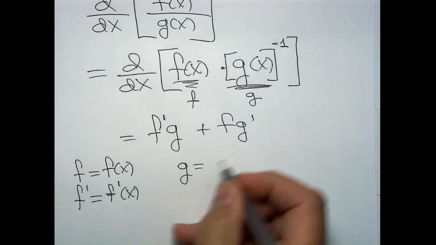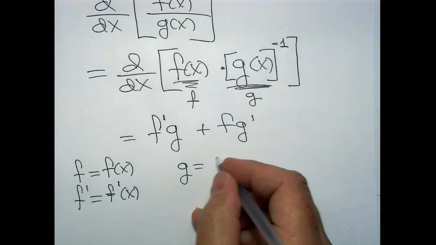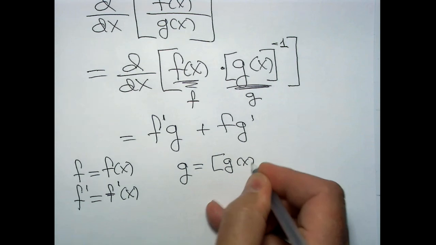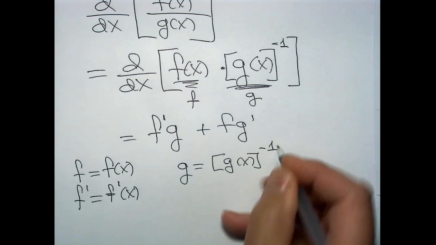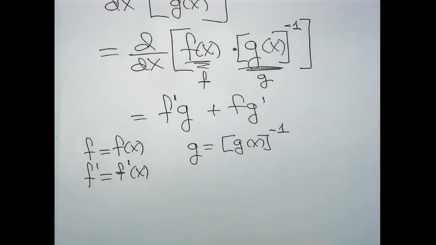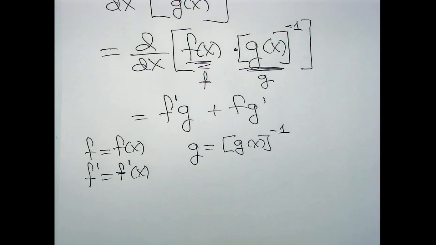The g for the product rule is the whole thing here. So it's actually g of x raised to the negative 1. Now, in order to do this, I have to use a rule that we have not really gotten to yet called the chain rule. So for now, you're just going to have to accept it. Later, you'll see that what I'm about to do here is correct using the chain rule.